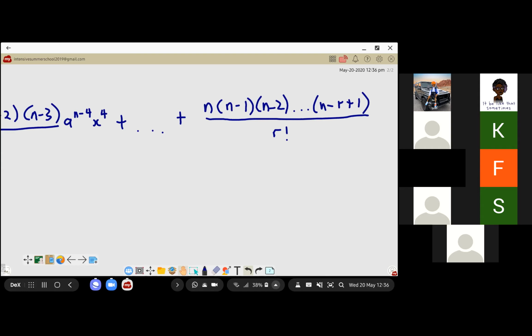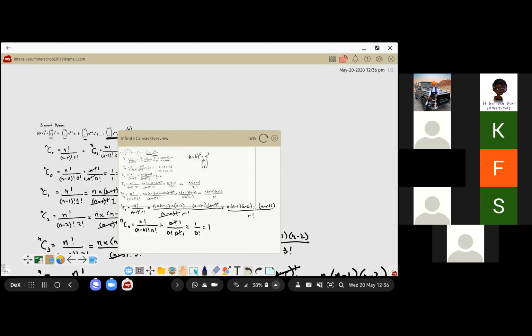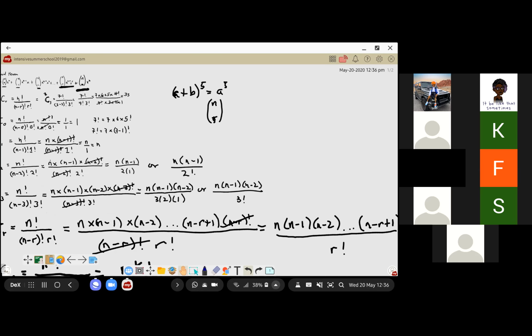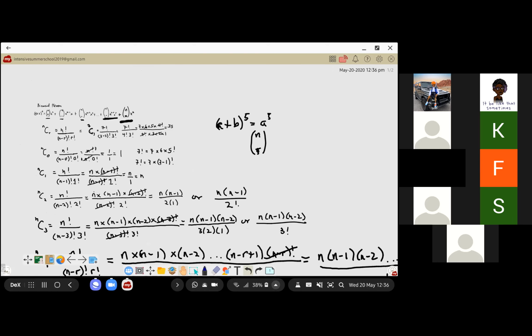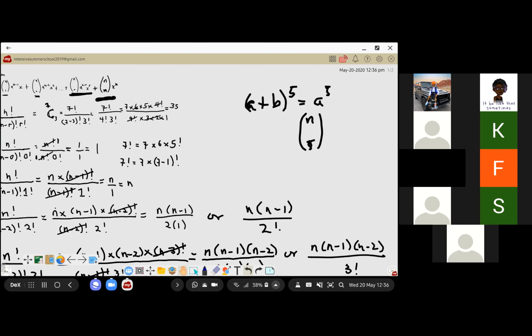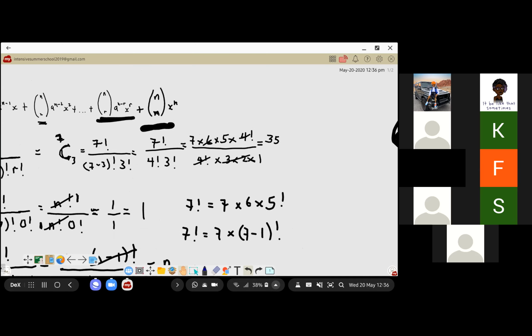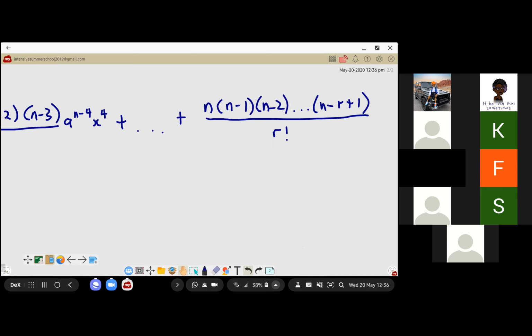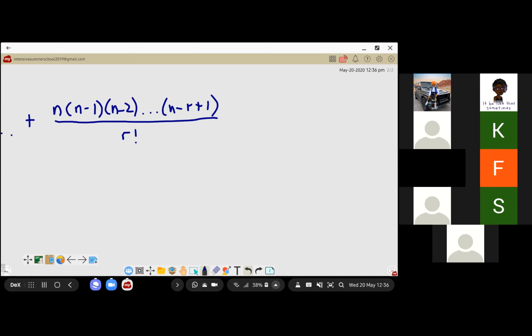Then let me come back to a. In the last but one term, a is raised to the power n minus r, and x is raised to the power r. So a raised to the power n minus r, x raised to the power r.